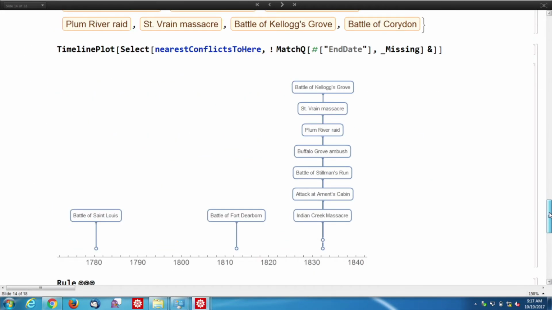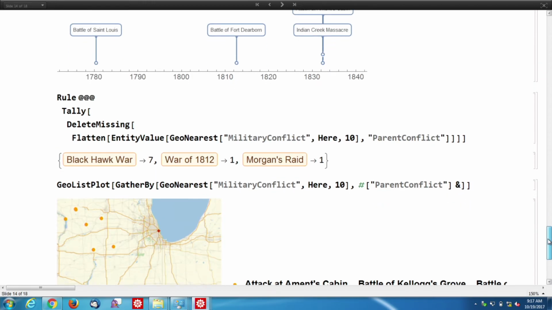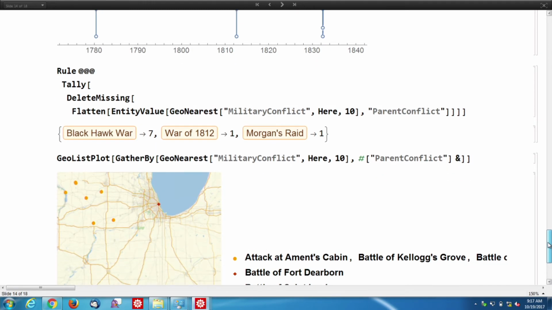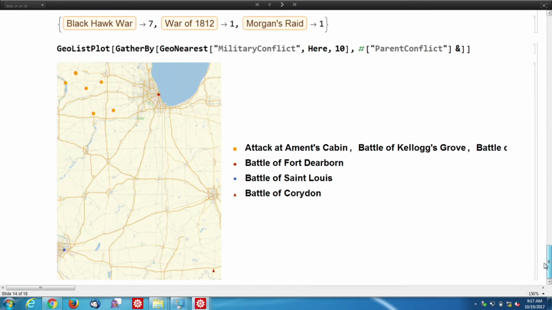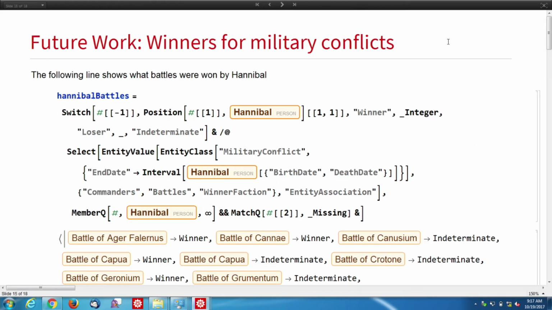We can also analyze what battles were fought near this location, make a timeline, and see the parent conflicts. We can see that most of them were of the Black Hawk War, and plot them on a map, separated by colors by the parent conflicts. Well, that is basically, in a rough way, the things we have.